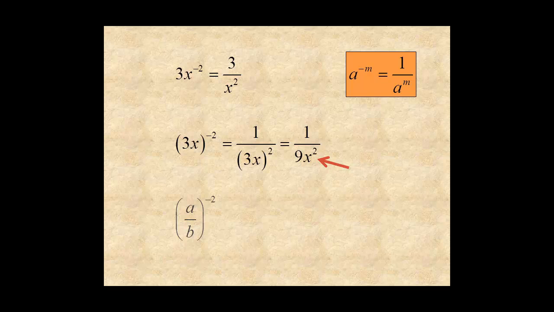In the third example, a over b to the negative 2 is rewritten as its inverse, b over a to the positive 2. Then the power of 2 is applied to both variables, and the final expression is b squared over a squared.